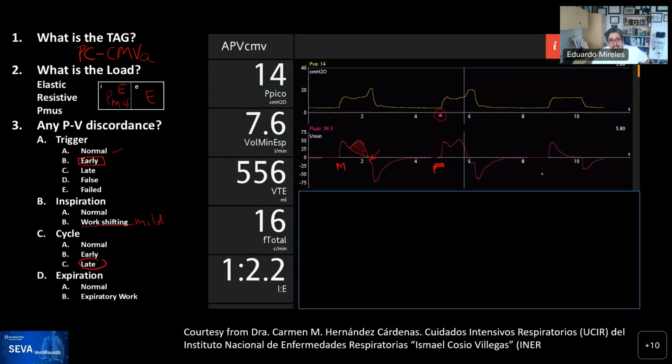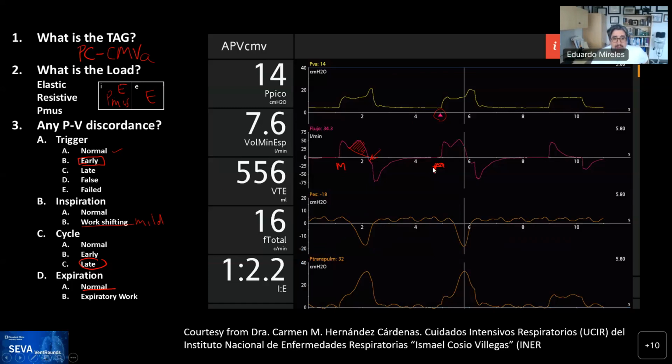The other one is passive. Nobody complains. And then during expiration, there's no work. So it's essentially normal. So let's take a look. And I saw that there was some discussion regarding is this the early trigger or not. So the signal that we have down here is really good, because you're going to see why the truth is so hard sometimes to know.